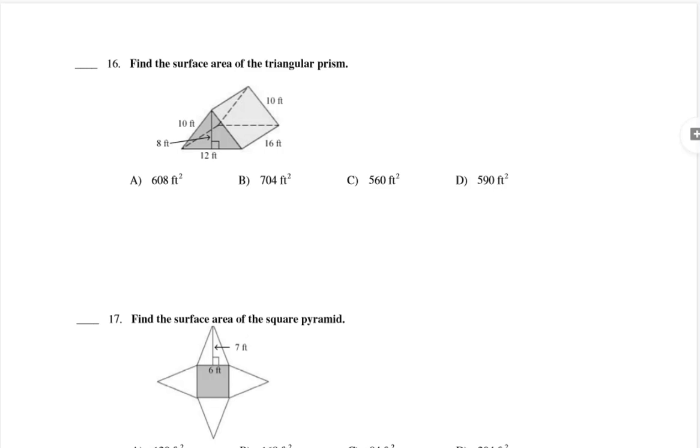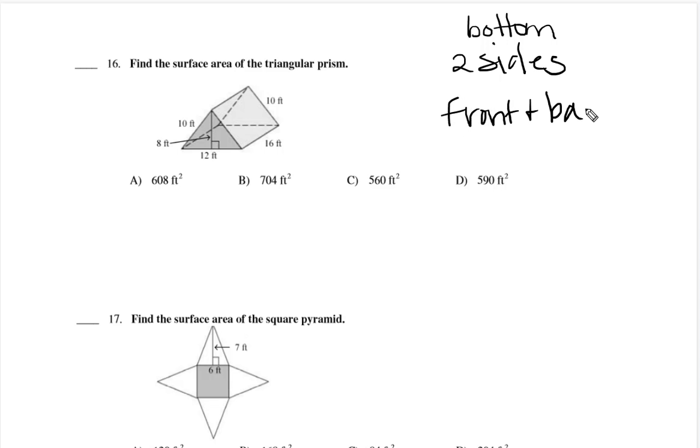Here, one of the things I saw that was quite frequent is forgetting the area of the bottom. So I suggest in this one we do the order of bottom area, and then two sides, and then front and back, or the two bases. Okay, so I would find this area first, then these two areas, and then the front and the back.